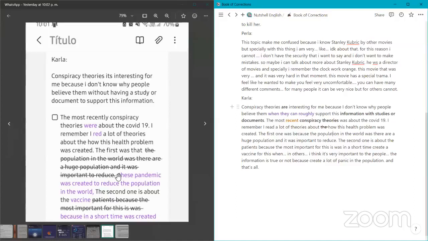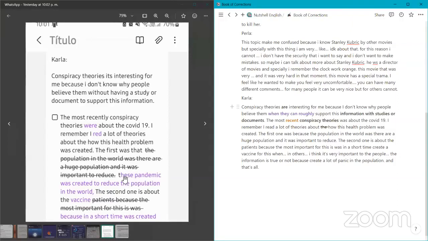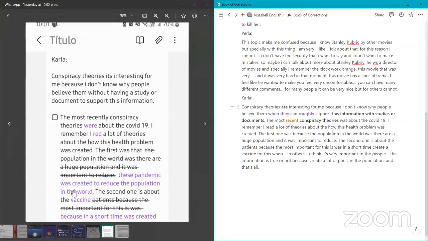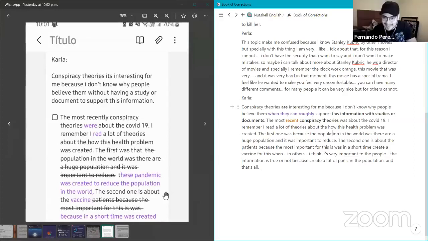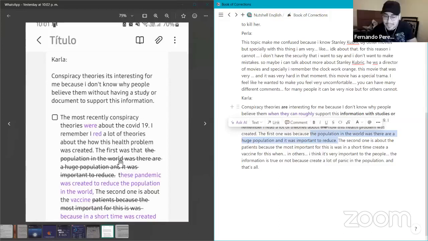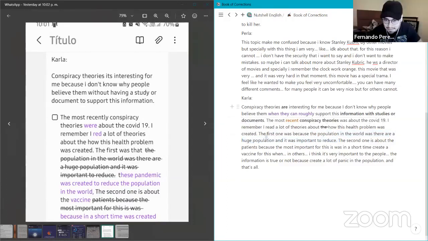No, it's the, yes. Here, purple is the correction of the teacher. Ah, yes, okay. The first was that this pandemic was created to reduce the population in the world. Okay, so that was a restructuring of the sentence, which is a good option. So let's keep it. Let's keep this second one.